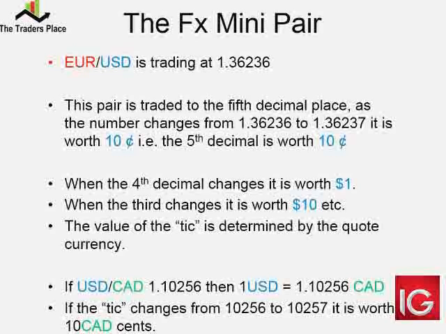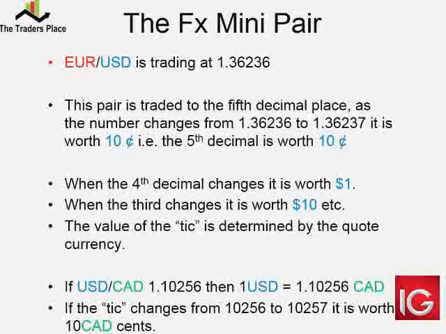This pair is traded to the 5th decimal place, which is the 6 on the end there. As that number changes from 236 to 237, it is worth 10 US cents. In other words, that 5th decimal is worth 10 US cents. When the 4th decimal changes, it is worth $1. When the 3rd changes, worth $10, etc. Don't worry, we'll cover it in a little bit more detail as well.